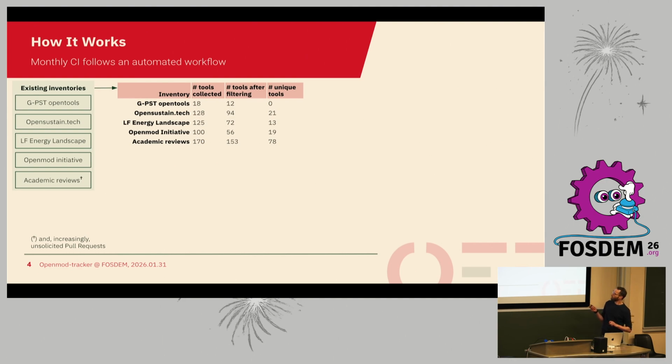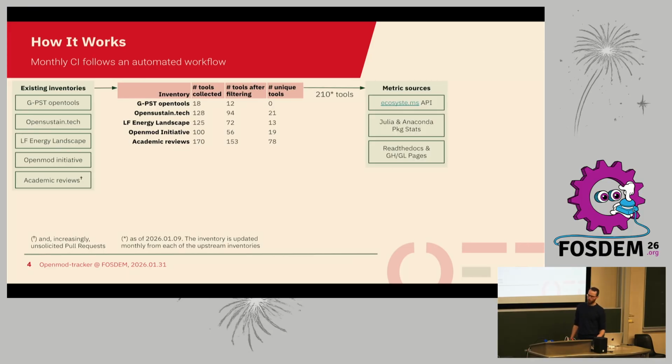We tend to find that actually just getting stuff from academic reviews and building a manual data set does the best of all of them in terms of unique tools that you don't find anywhere else. And some inventories don't provide any new tools to the mix. So they have tools, but they're mentioned elsewhere as well, so they don't actually add any new information for us.